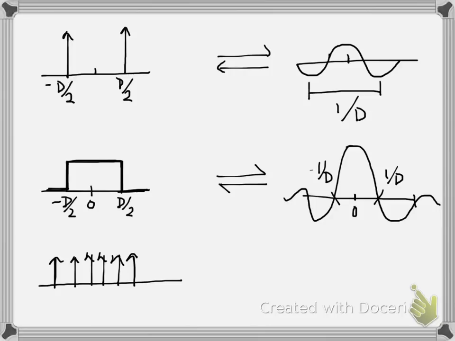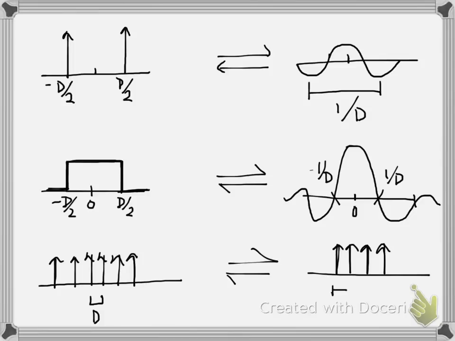Okay. And then finally, the Fourier transform of a series of delta functions all spaced d apart is just another series of delta functions, which are spaced one over d apart. Okay, so how do you use these?